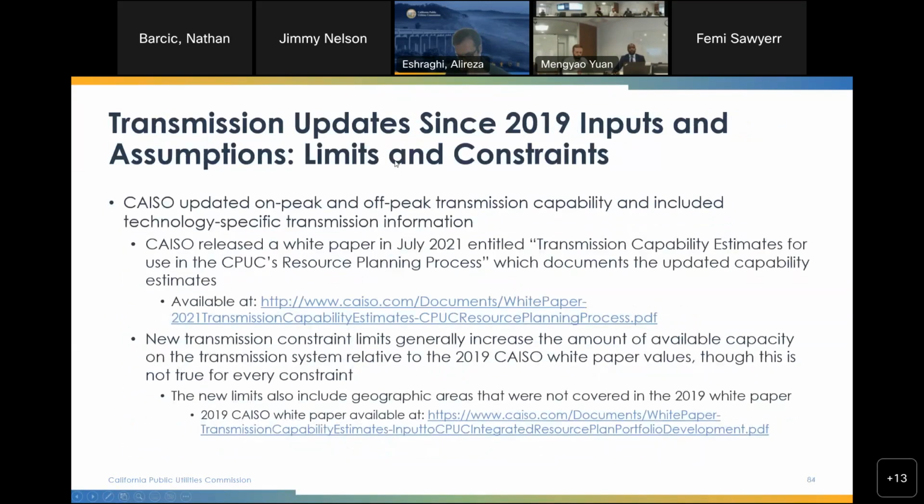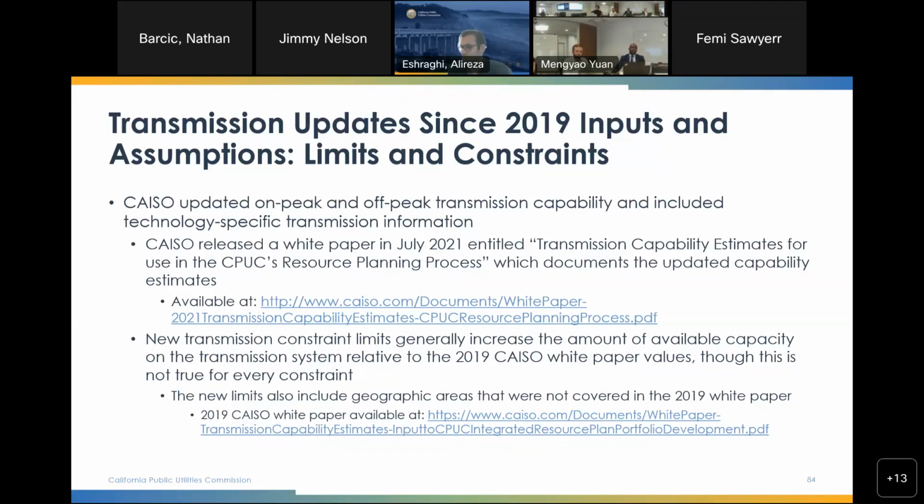Next slide. And so to give you a quick summary of what those changes were, CAISO updated the on-peak and off-peak transmission capability, and also included a technology-specific as well as location-specific component to that. That created quite a bit of change in how we represent transmission capability within Resolve, and also how we translate that resource representation in Resolve to the CAISO TPP via the busbar mapping analysis.